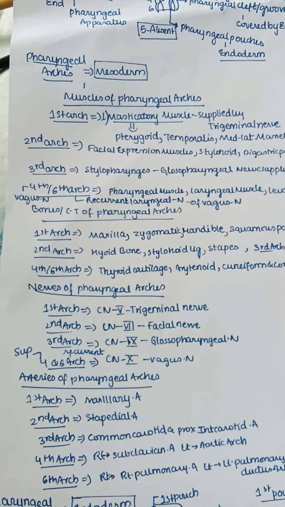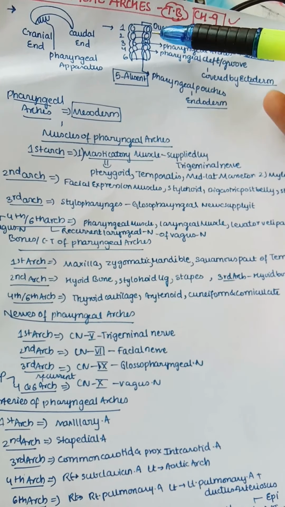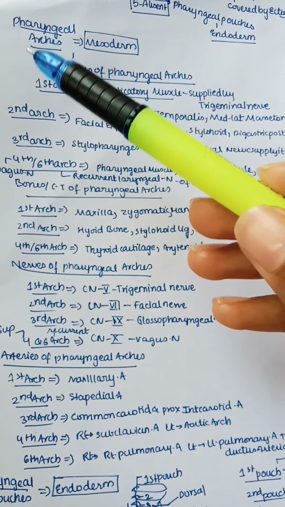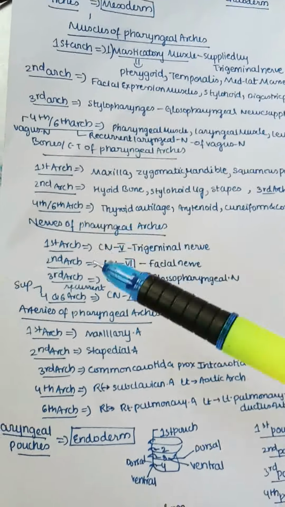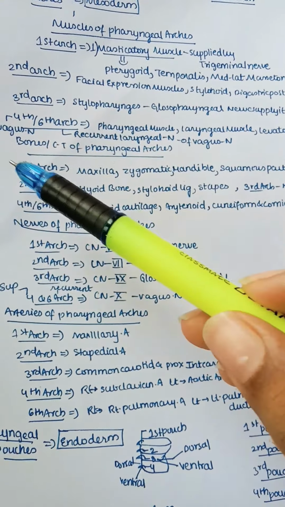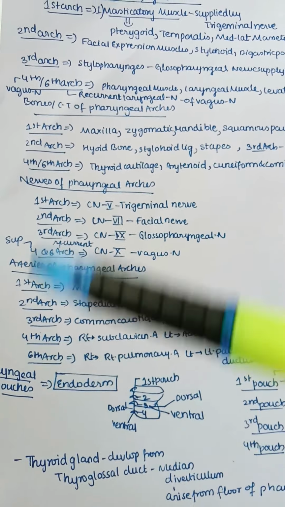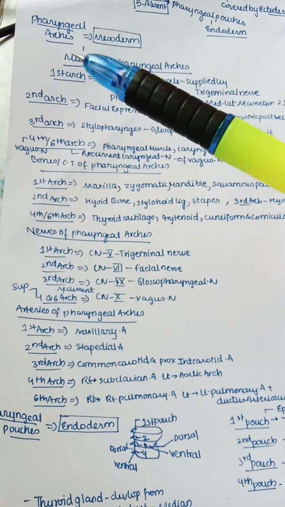First, let us see in detail about our middle one, the arch, which is made up of mesoderm. We have divided this so that the pharyngeal arches form muscles, nerves, bones, connective tissue, and different arteries, and this is all about arches. Next we are going to see about pouches. But first let us see the muscles formed by the pharyngeal arch.